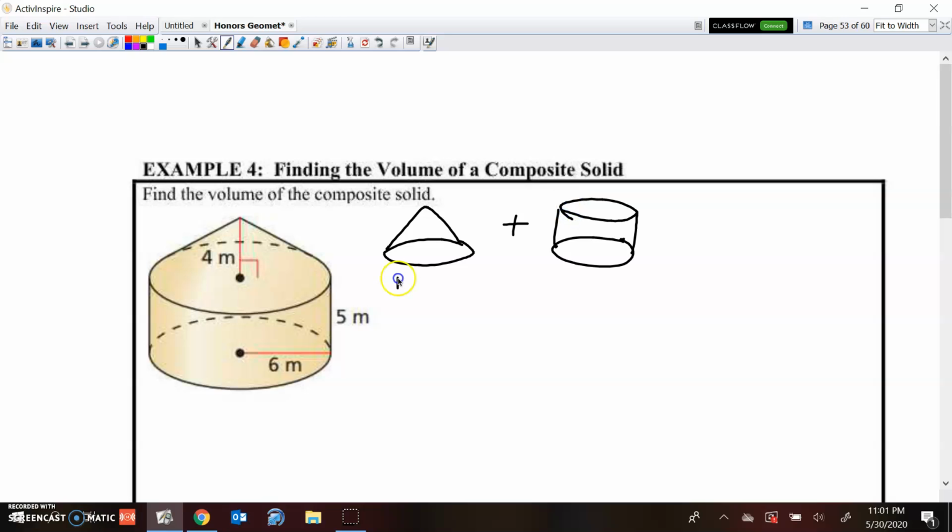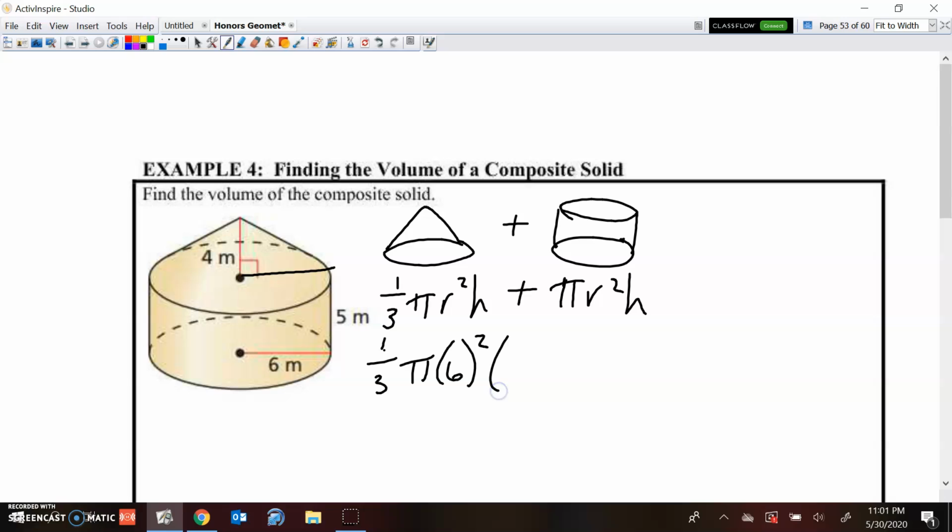Okay, volume of a cone is 1/3 the area of the base times the height, so 1/3 pi r squared h. The volume of a cylinder is just the area of the base times the height, so pi r squared h, but no 1/3. Okay, so these are essentially the same thing. Let's just sub in what we know. 1/3 pi, my radius for both the cone and the cylinder is going to be 6. So 6 squared, and the height of my cone is 4.